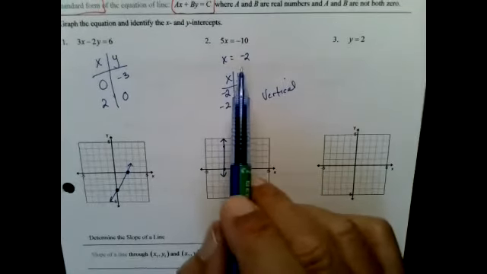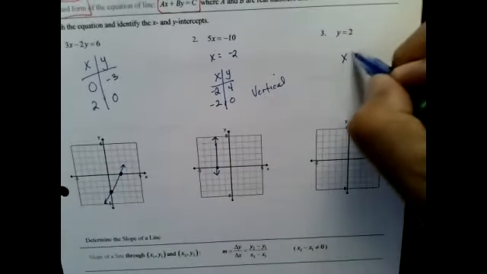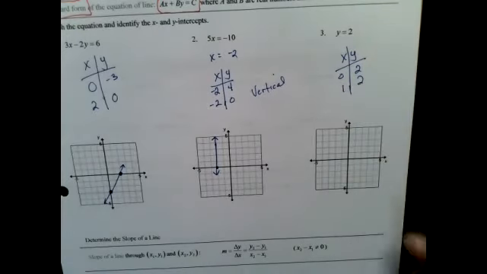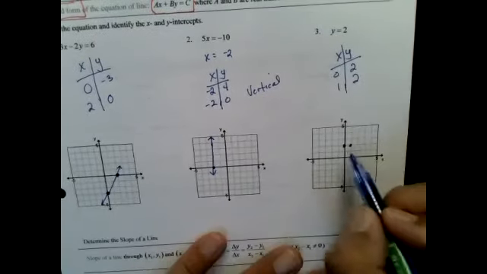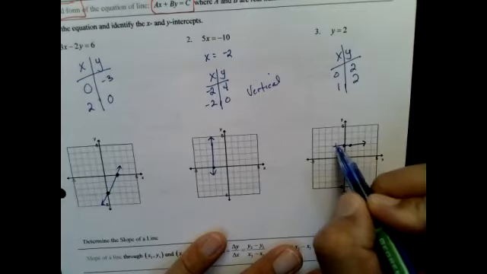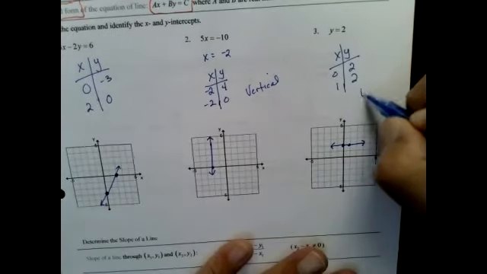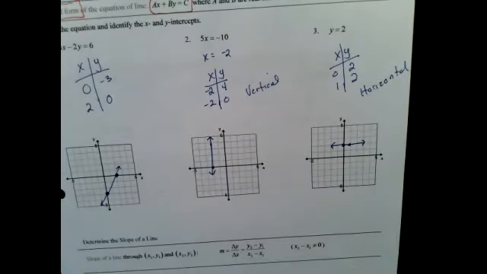That's like the vertical line test. So when my y is 2, that means my x can be anything and it's always going to be true. So I have 0, 2, I have 1, 2, I have 2, 2. This is my horizontal line. Those of you going on to calc, you'll hear the term horizontal line a lot. You'll hear vertical. You'll also hear tangent line.